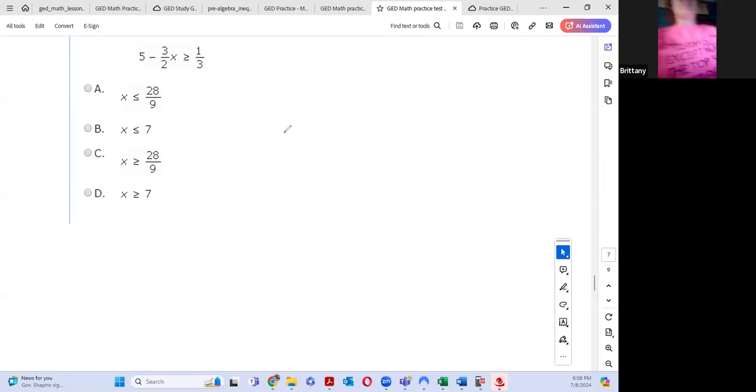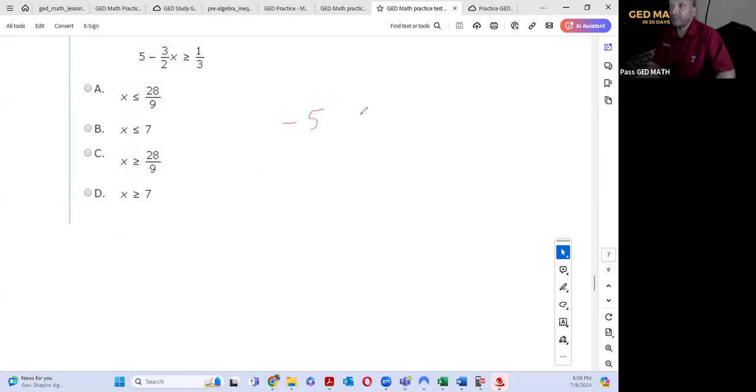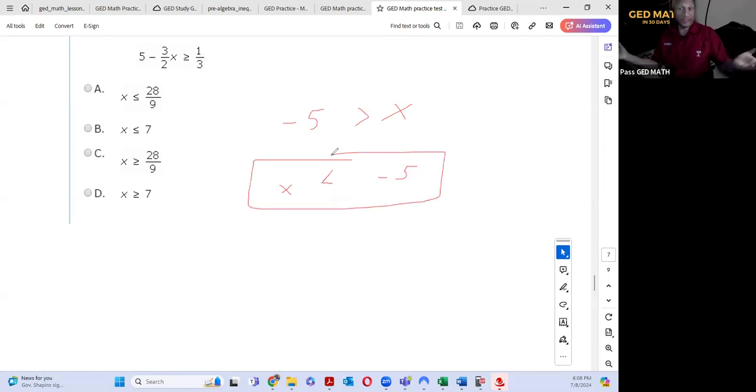So now, say we had something like this, minus 5 greater than x. There are two reasons why you switch the inequality. If you multiply or divide by a negative, or if the variable is on the right side. So you just switch the two values, the variable and the number, then you switch the inequality. That's when you switch the inequality, for two reasons. If you're trying to isolate the variable, you have to multiply or divide by a negative, or if the variable is on the right side.